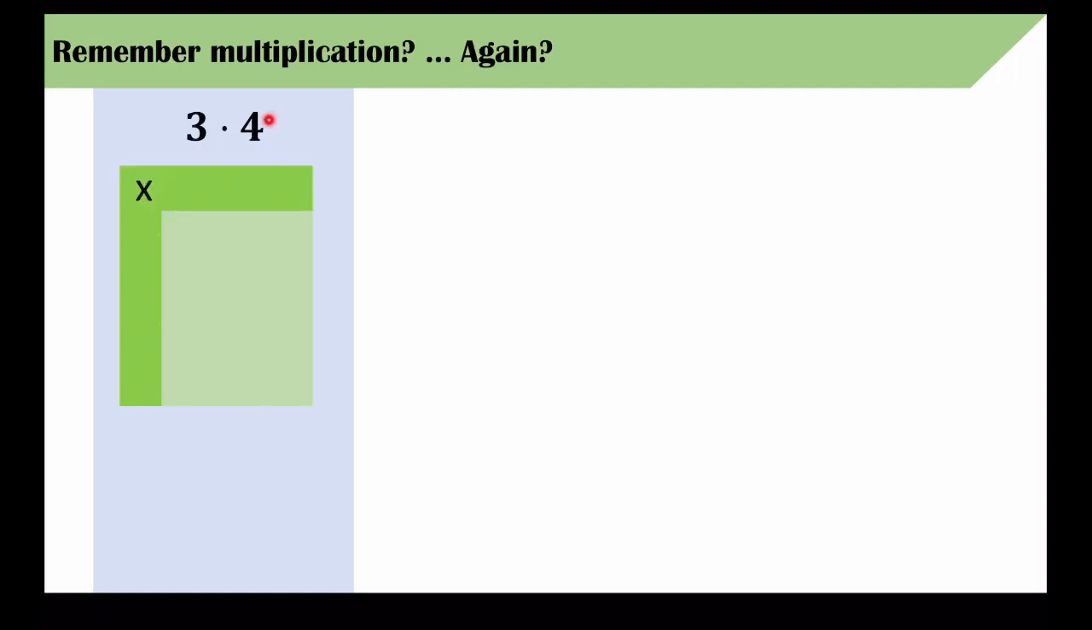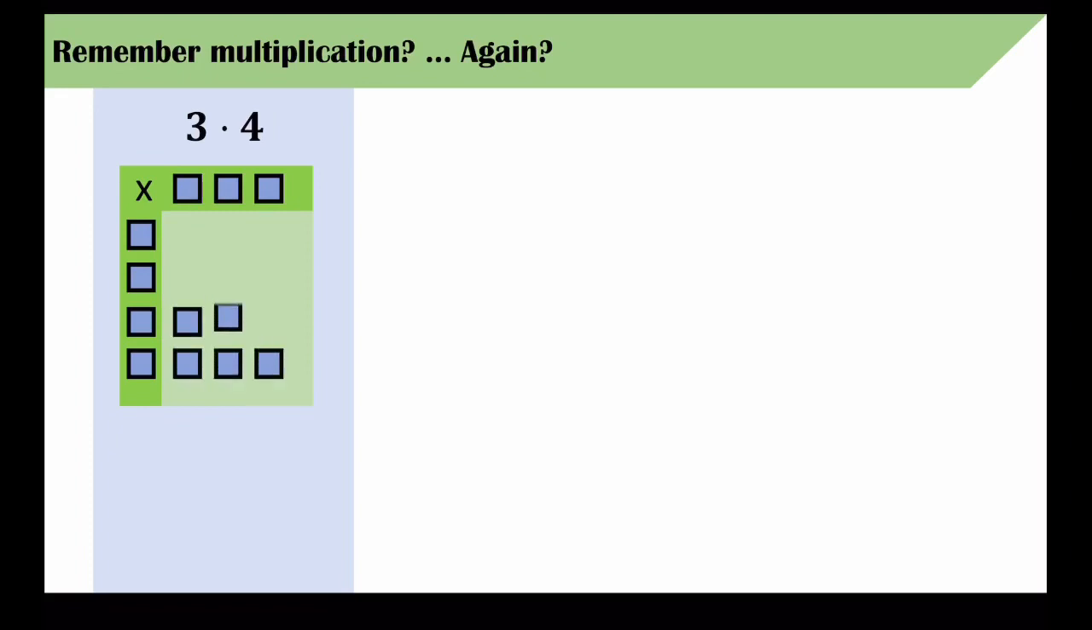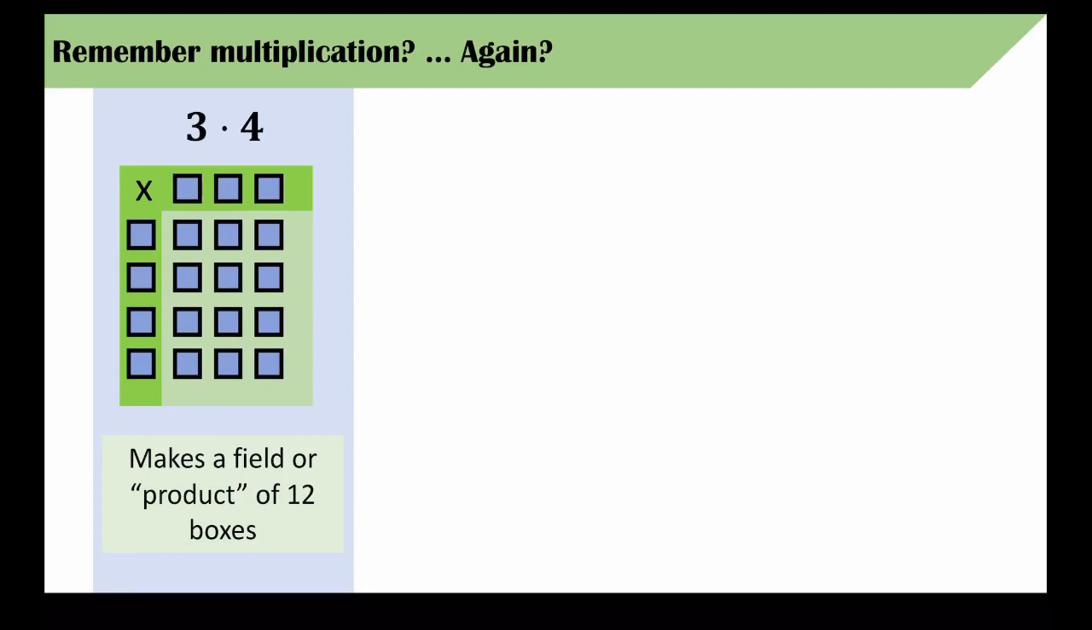So, looking back in multiplication, as we always do, 3 times 4. We know it's 12. But I'm going to make a field for you to represent our 3 times 4. So we're going to have 3 times 4. And this is going to make a product. It's going to make 3 sets of 4 or 4 sets of 3, depending on how you look at it. So here's our 4 sets of 3 or our 3 sets of 4. So it makes a field or a product of 12 boxes. It should say squares.